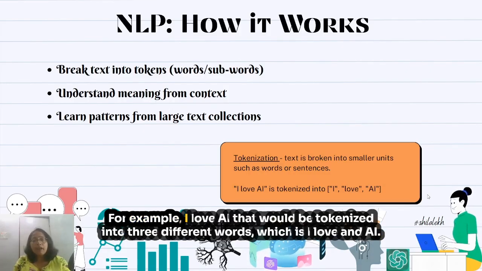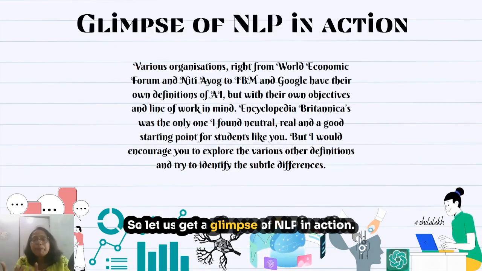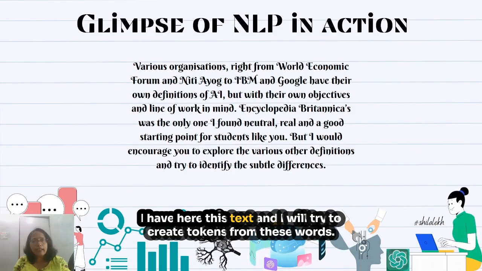For example, I love AI. That would be tokenized into 3 different words, which is I, love, and AI. So let us get a glimpse of NLP in action. I have here this text and I will try to create tokens from these words.